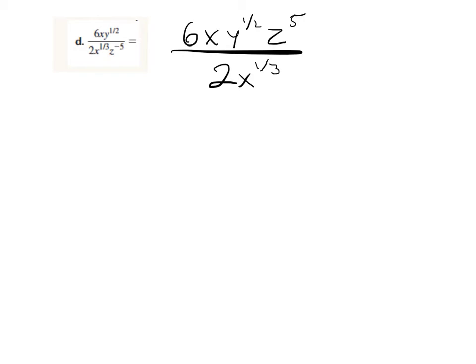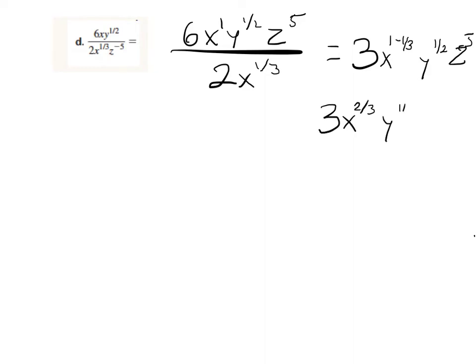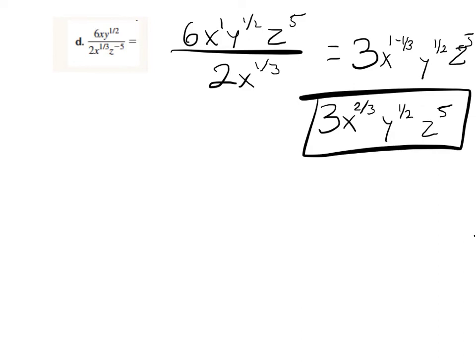Okay? Well, 6 over 2 is 3. Alright, and then we have x to the first over x to the 1/3. So that's going to be x to the 1 minus 1/3. We still have y to the 1/2, and we have z to the 5th. So I end up with 3x to the 2/3, y to the 1/2, z to the 5th. I guess that wasn't so bad after all.